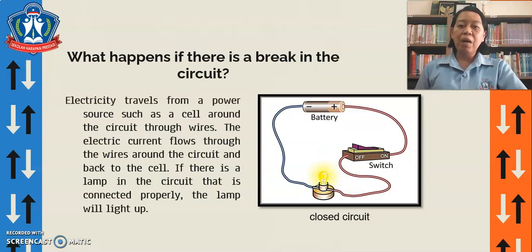What happens if there is a break in the circuit? Electricity travels from a power source such as a cell around the circuit through wires. The electric current flows through the wires around the circuit and back to the cell. If there is a lamp in the circuit that is connected properly, the lamp will light up. Let's check the diagram here. This is a closed circuit, so the basic components of a circuit are the following. We have here a battery or a cell, the wires, a switch, and a lamp. So since this is a closed circuit, the lamp lights up, right?